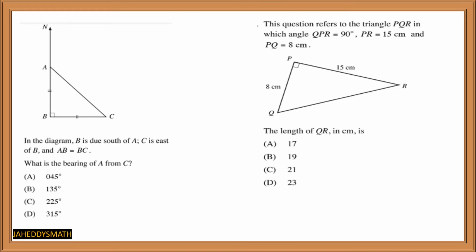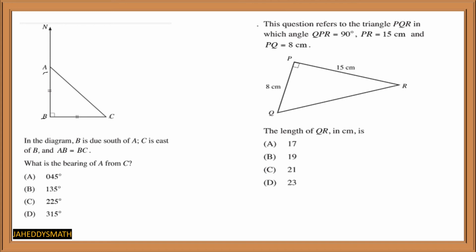Now in the diagram, B is due south of A. This is the point B, and this is the point A. It is due south of A, and C is due east of B. It's to the right of B. And AB is equal to BC, as marked in the diagram. We want to find the bearing of A from C. So we are at C, and we want to find the bearing of A from C.